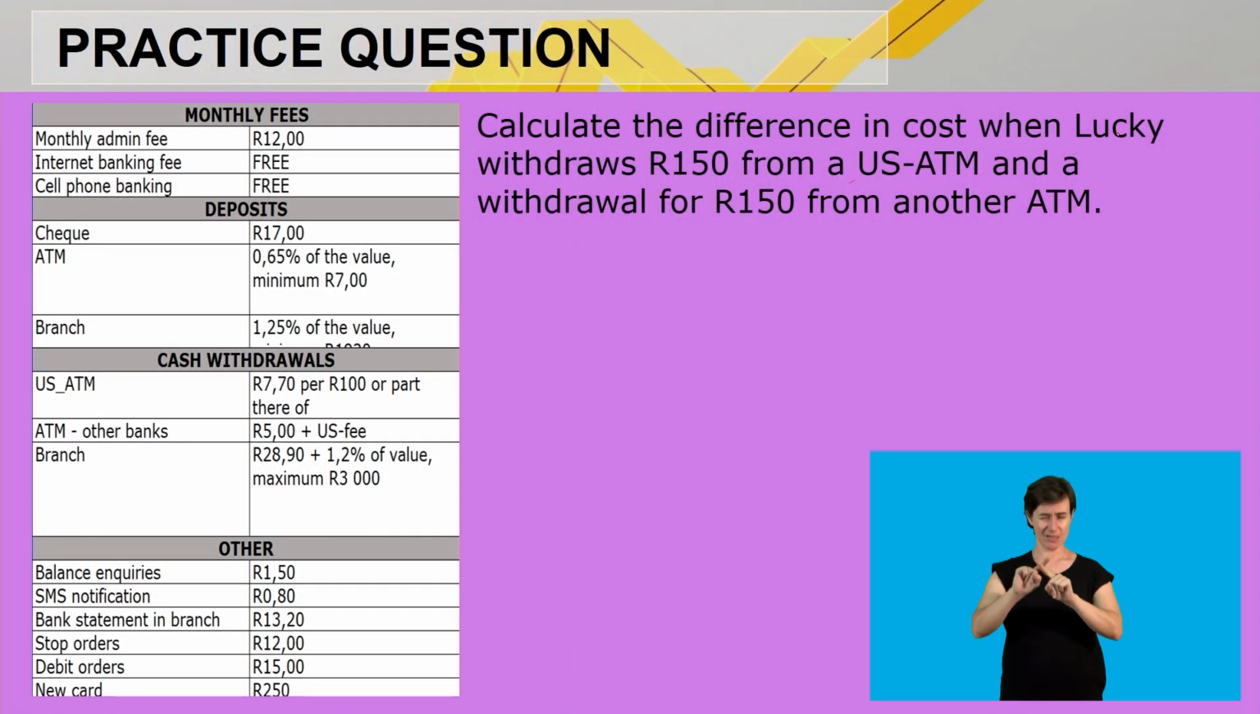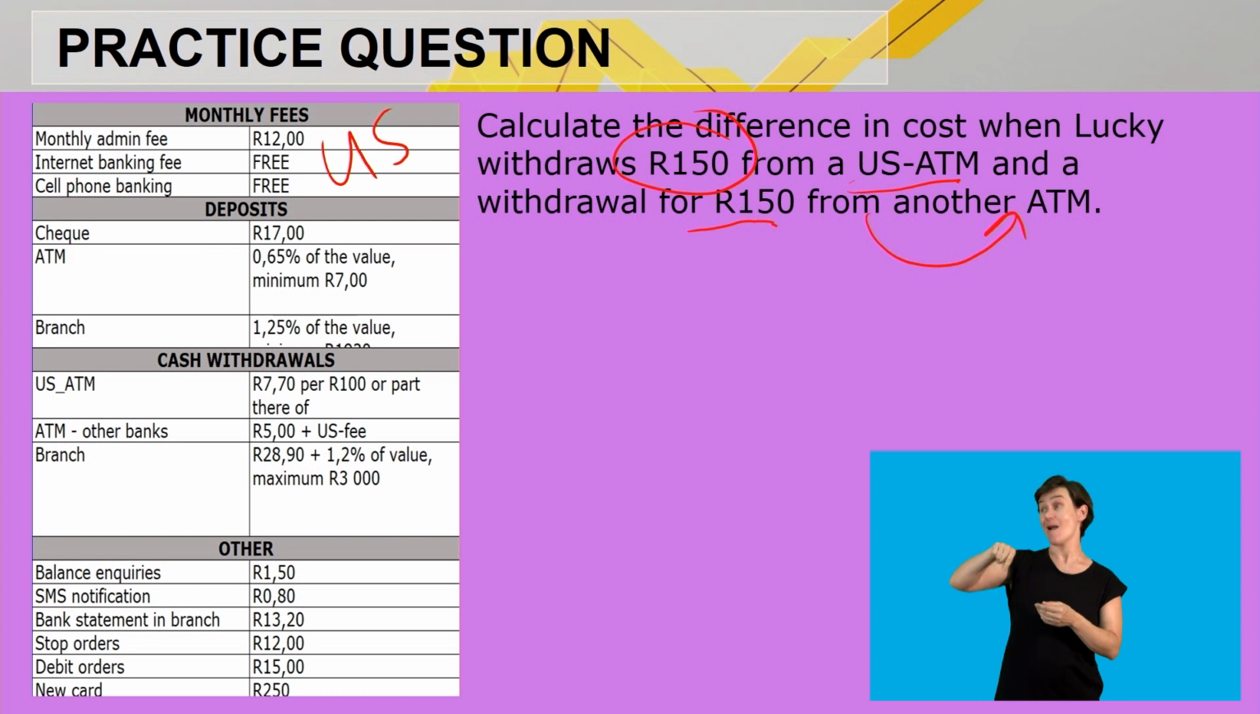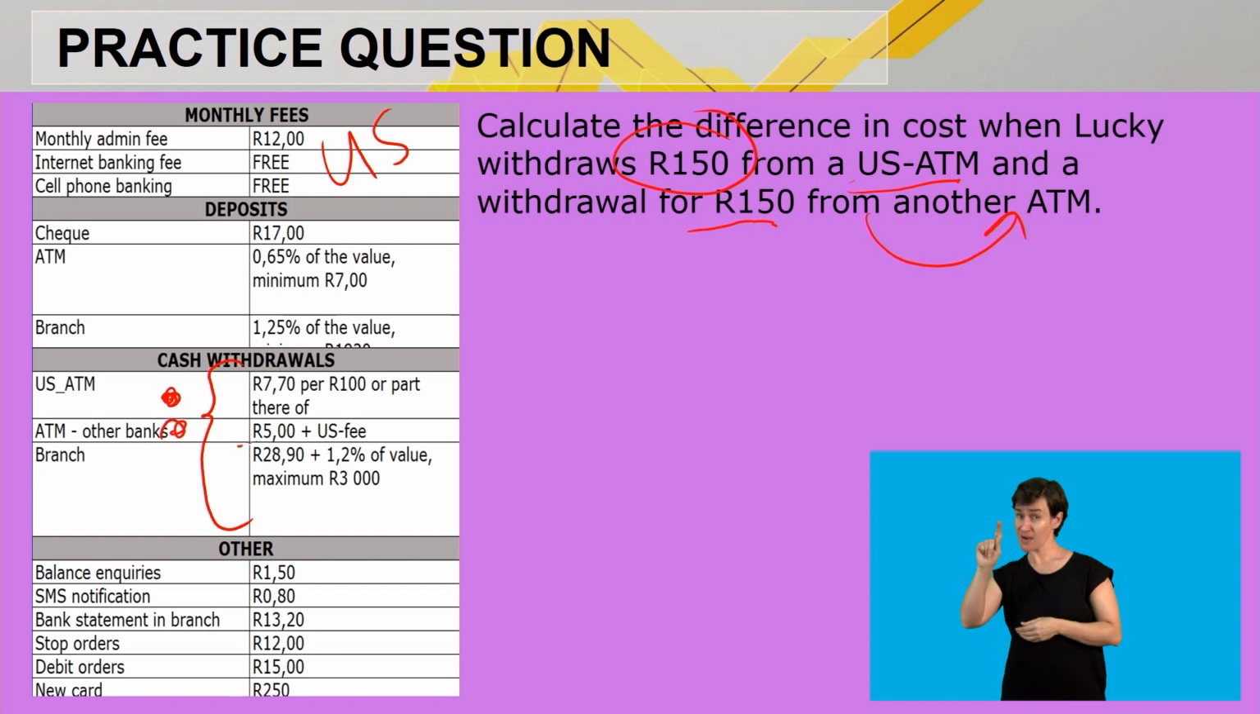Let's look at another one. Calculate the difference in cost when Lucky withdraws 150 Rand from Us ATM. Remember, this is Us Bank. And a withdrawal of 150 Rand from another ATM. So if we go and look at the fees, for an Us ATM, it's R7.70 per 100 or part thereof, and then from other banks is R5.50 plus the fee.